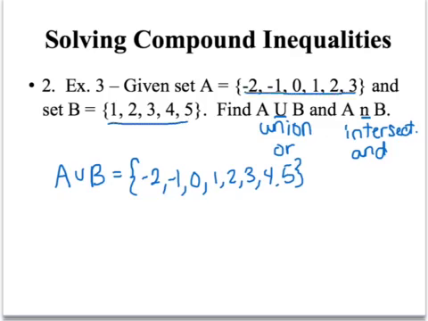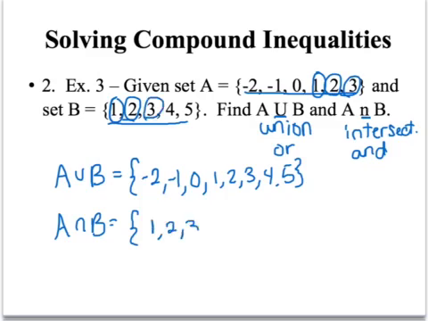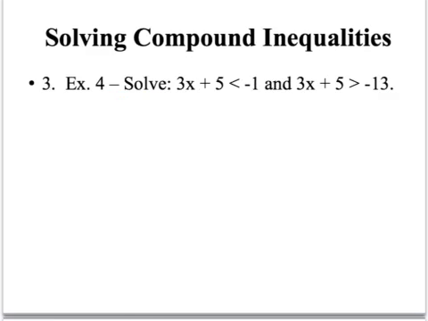So now let's do A intersection B. Now I just want to find the numbers that are common to both. And if you see here, 1 is in both sets, 2 is in both sets, and 3 is in both sets. Are there any other elements that are in both sets? It doesn't look like it. So then we're done. Alright, now let's go ahead and solve the next example.